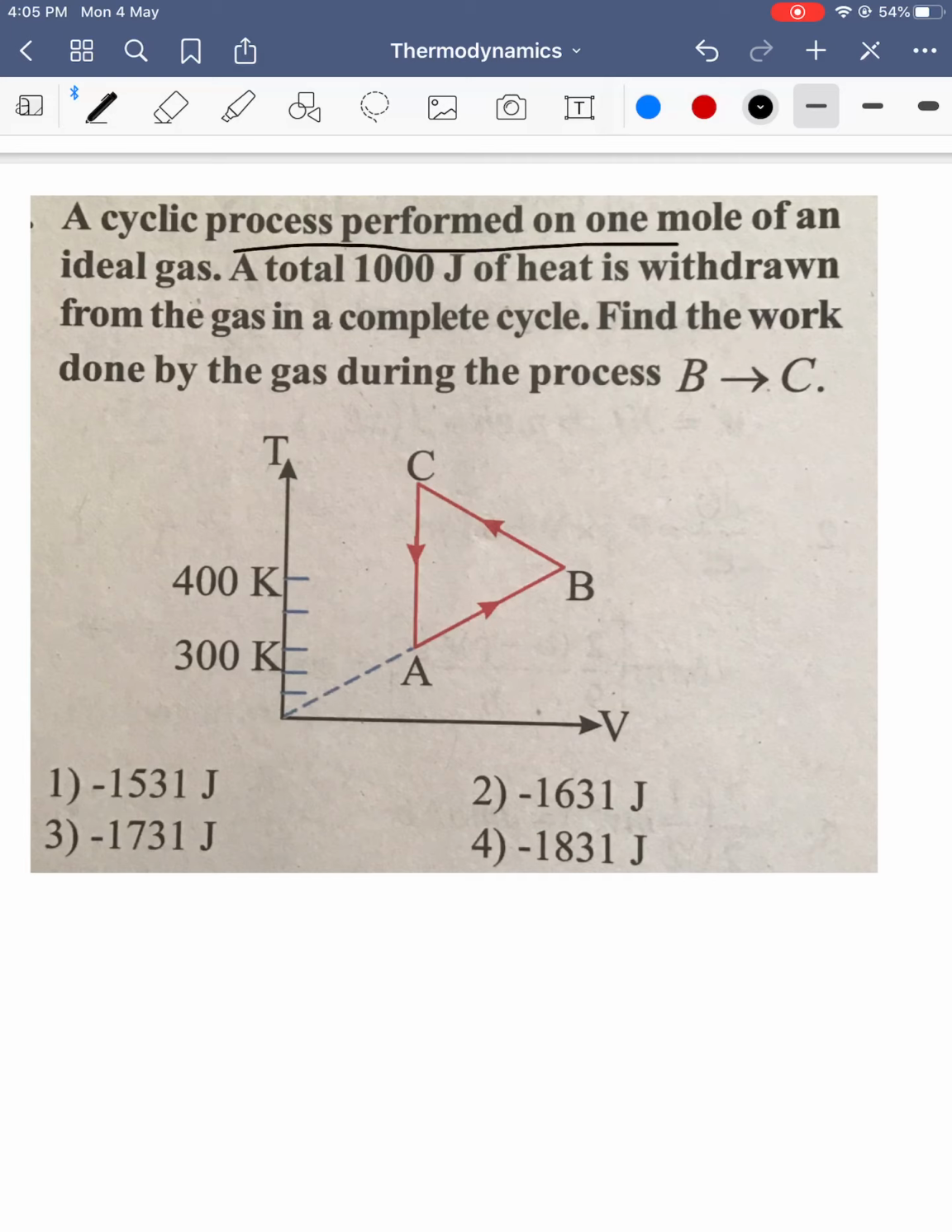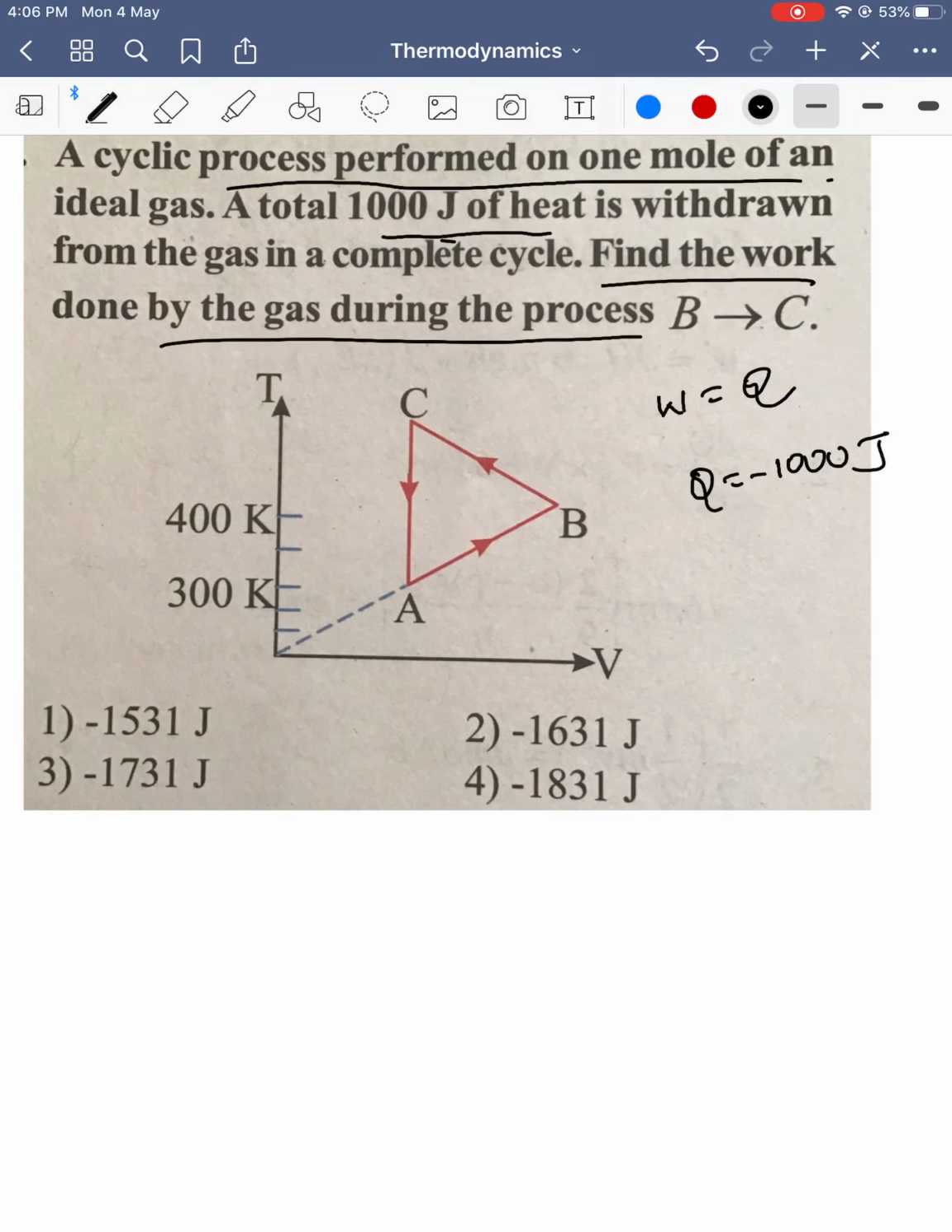A cyclic process performed on 1 mole of an ideal gas. In a cyclic process, W is equal to Q. A total of 1000 joules of heat is withdrawn, so Q is equal to minus 1000 joules. The withdrawn amount of heat is removed over the complete cycle. Find the work done by the gas during the process BC. So he is asking about the process BC.